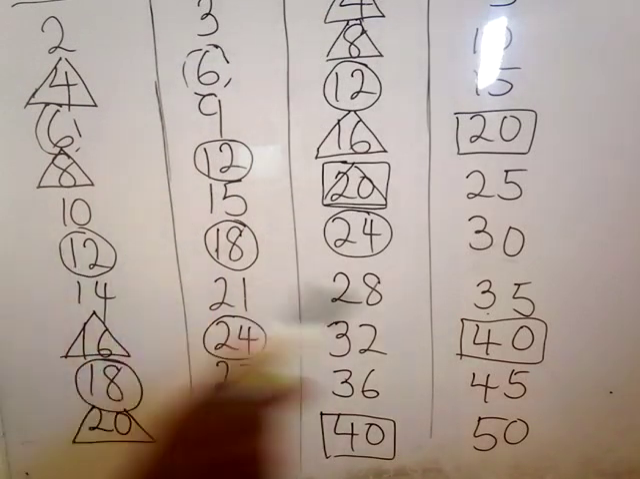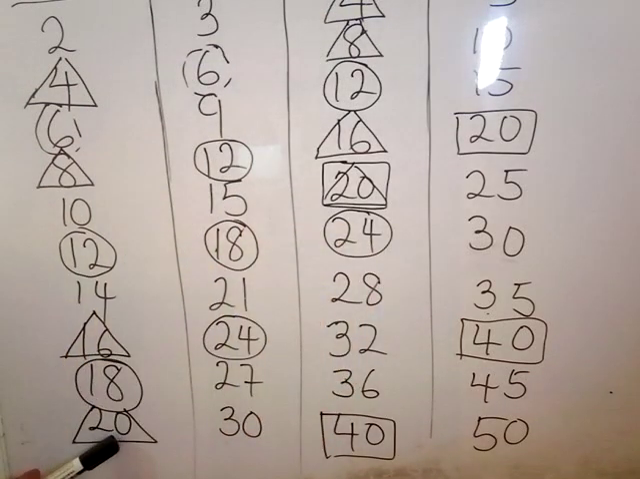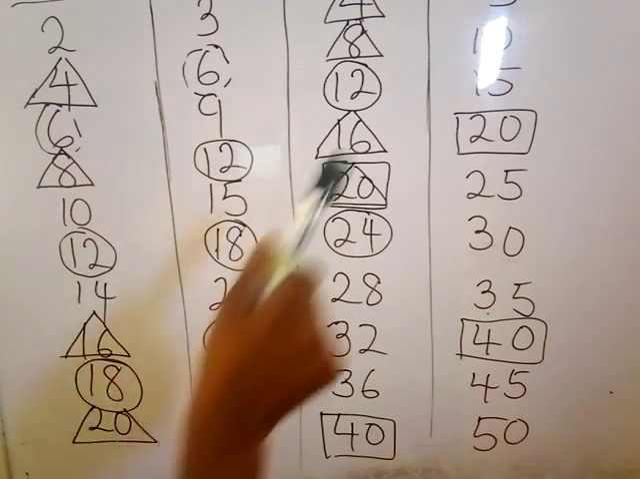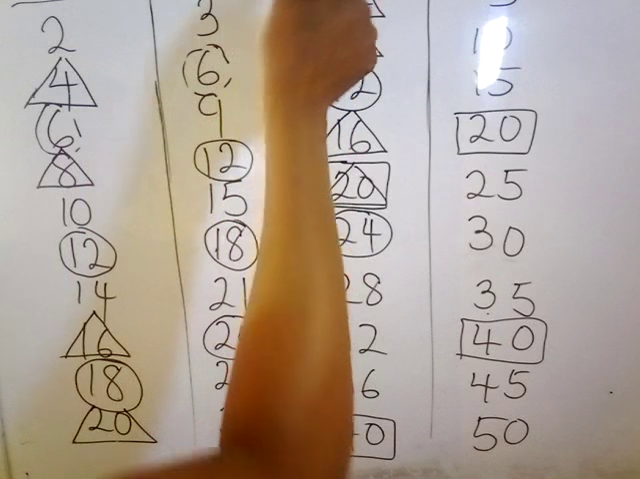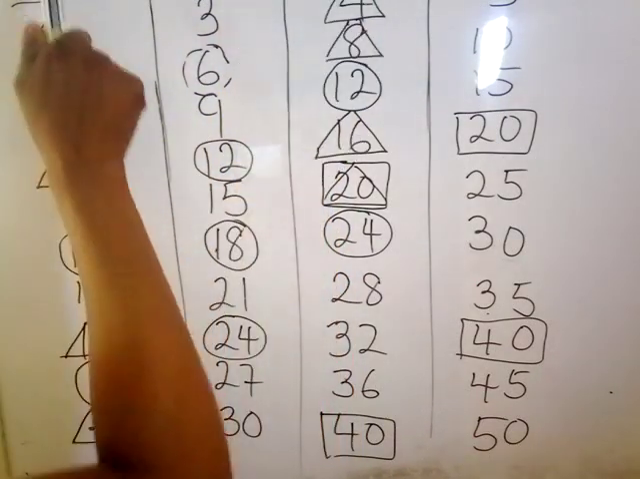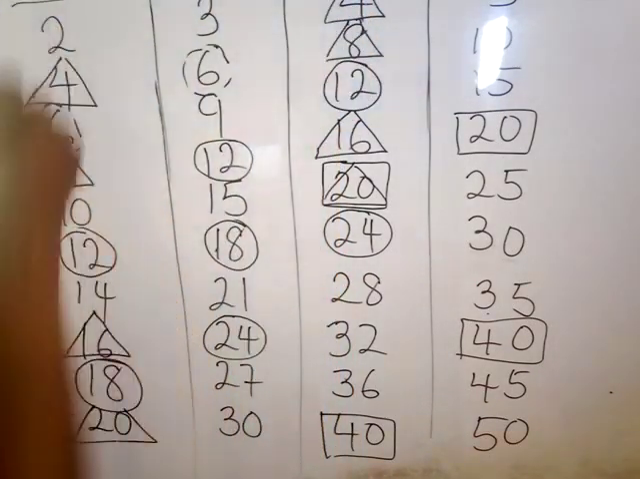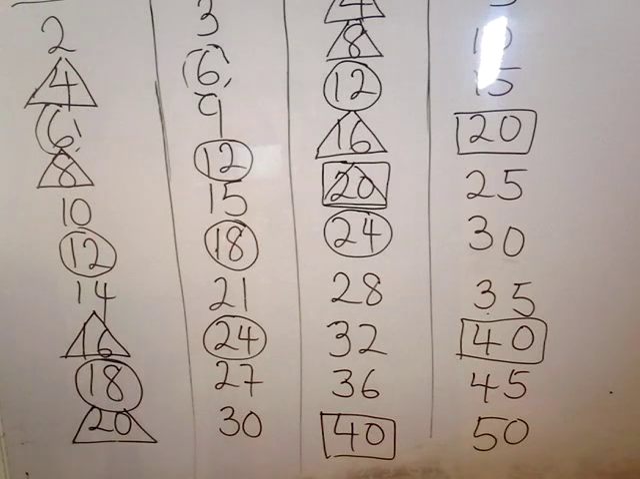Again, we have 20. We have 16 in the column of 2 and we have 16 in the column of 4. So that means 16 is a common multiple of these two numbers, 2 and 4. It goes on like that.